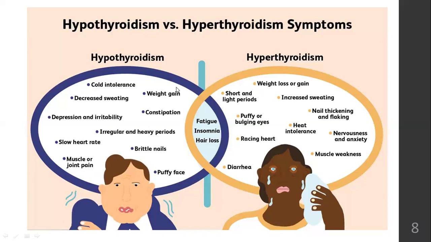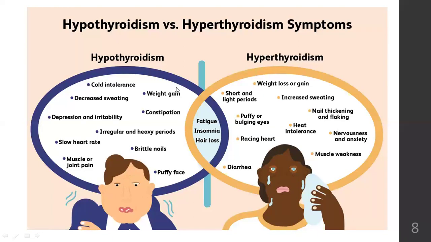Okay. Nail thickening or nail flaking. Nail either gets thick or it flakes off. Okay. Layers and layers of nails are getting flakes, it comes off. Puffy, bulging eyes. Okay. Heat intolerance, nervousness, and anxiety. Okay. That also runs with sweating. Sweating, nervousness, and anxiety come together. Racing heart, palpitation. Okay, that also is associated with nervousness and anxiety.